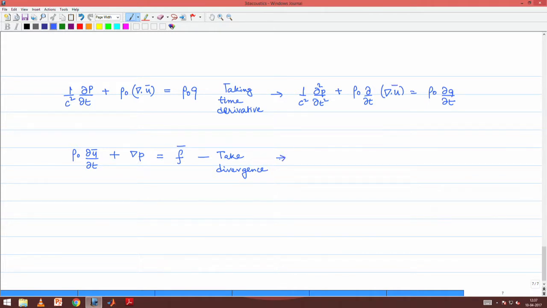So, when we take the divergence, this is what we will get: rho 0 del dot del u del t, and u is a vector, plus del dot del p, which is del square p, equals del dot f, and f is a vector, right. So, at this stage we see that these two terms are equal, and therefore, if we subtract, I will just indicate that these two terms are equal.